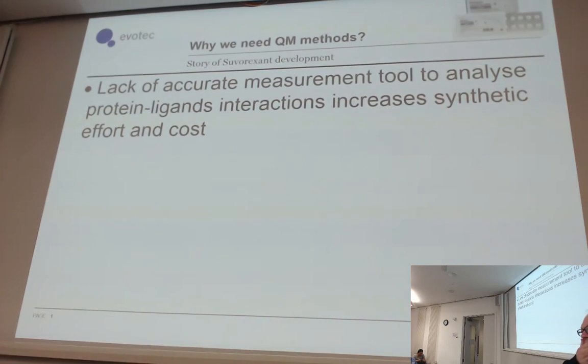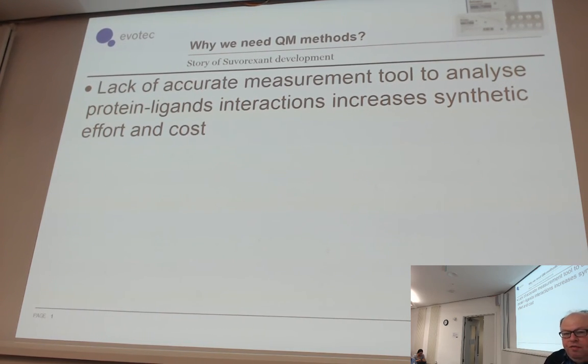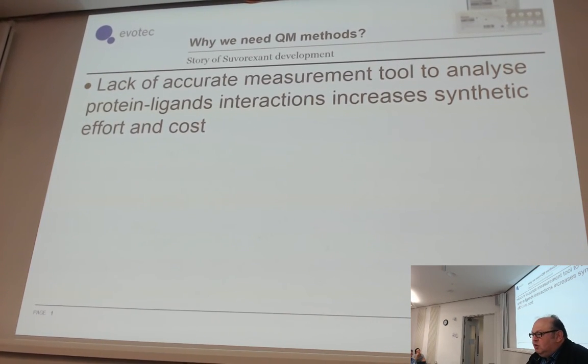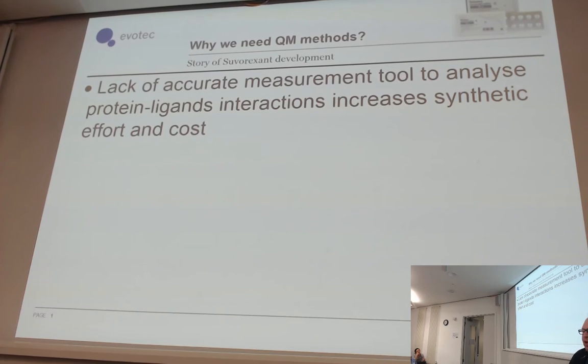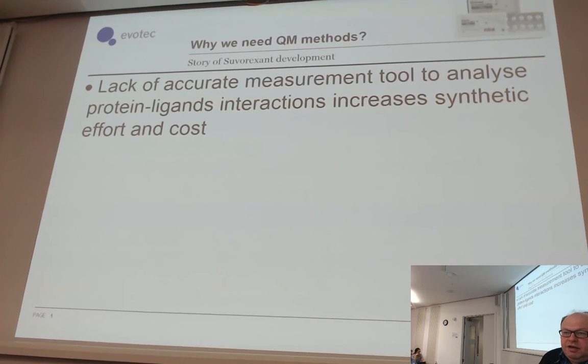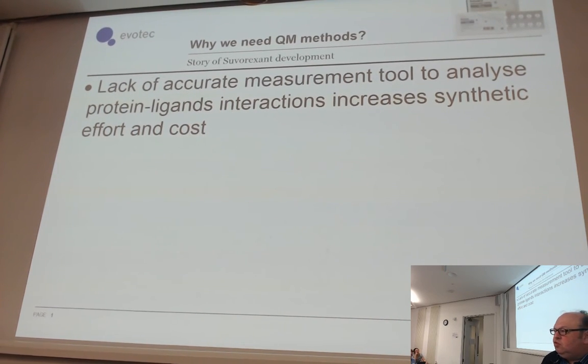I'll start with a story, just to convince you that what we do is useful for drug discovery and why we do that. I'll tell you the story of a drug for insomnia. Well, it's an insomnia drug developed by Merck. And Merck made a lot of effort. This is a new drug for insomnia, which came a couple of years ago.